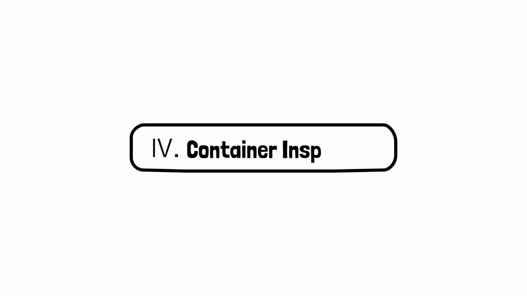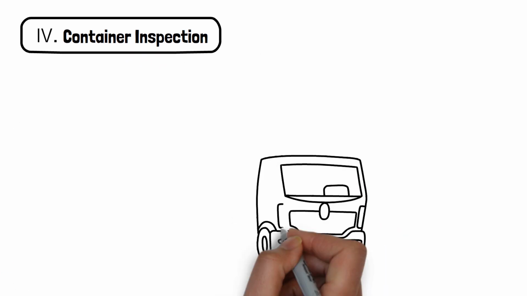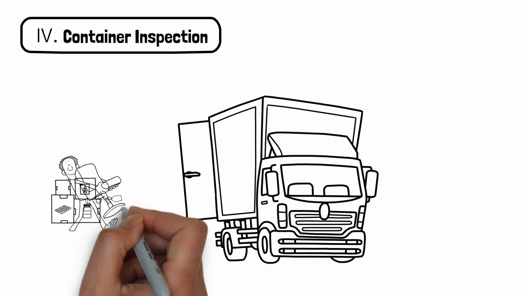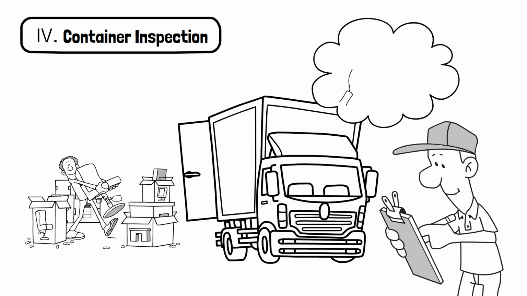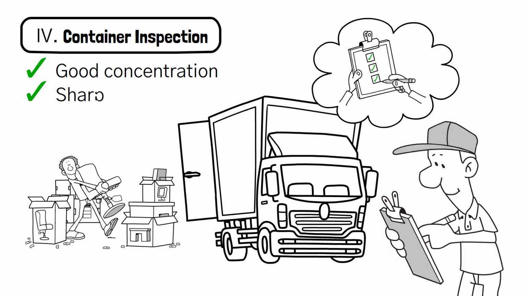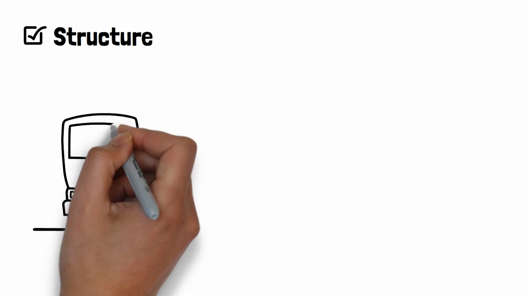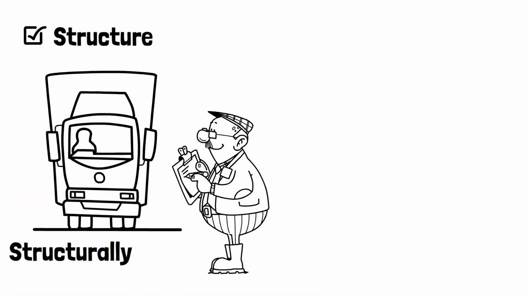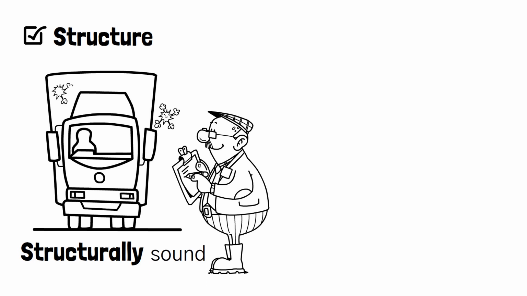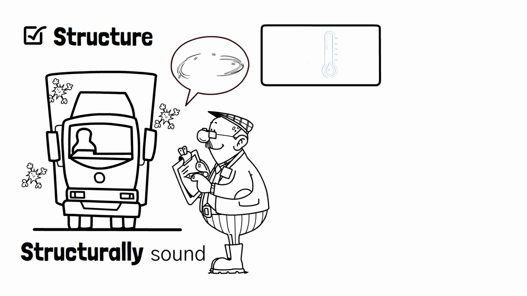Fourth, container inspection. Once the manifest checks out, the driver opens the container, and it's time for us to inspect it. The inspection requires good concentration and sharp senses of sight and smell. Here's what to look for. Structure. You should confirm the exterior and interior of the trailer is structurally sound. Any dents, holes, breaks, or other signs of structural damage need to be flagged.